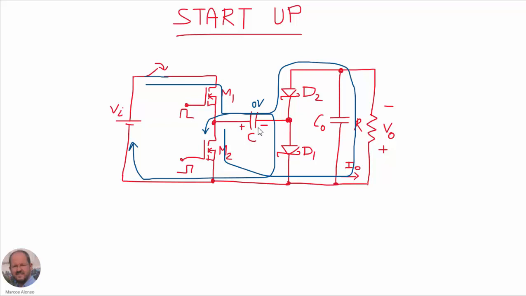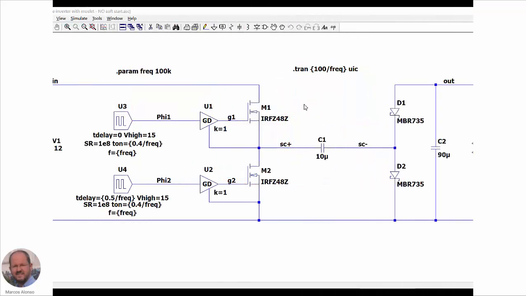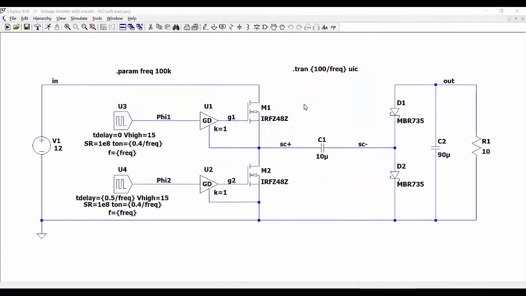Once the converter is operating in a steady state, capacitor C and capacitor CO are going to have a DC voltage, so the differences in voltages are not going to be so high and the currents are going to be much more limited. Let's illustrate this with a simulation.